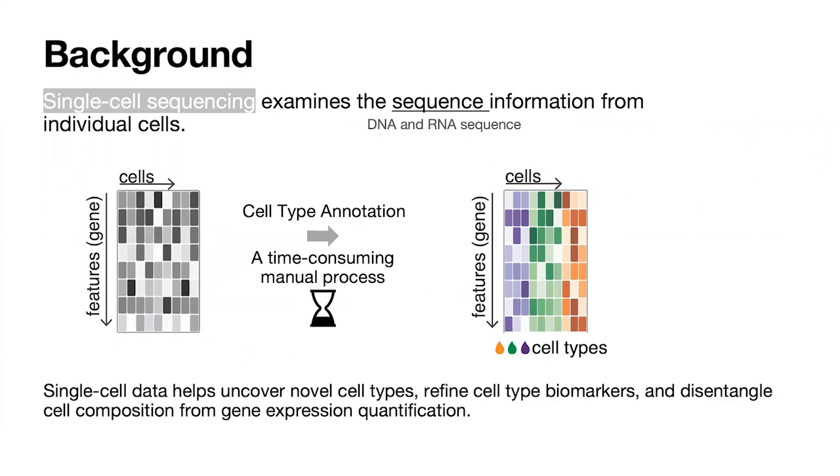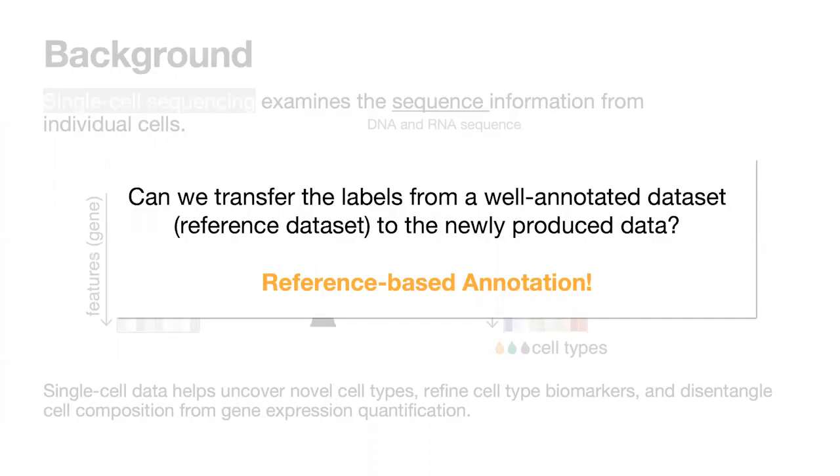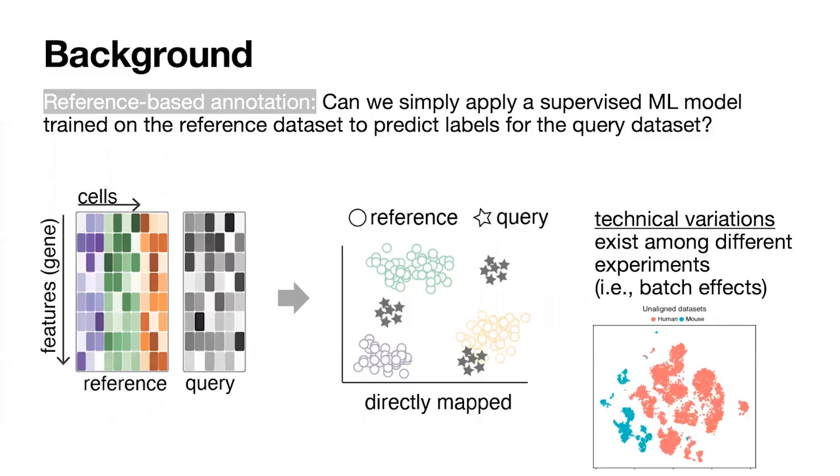Historically, cell type annotation has been a time-consuming manual process in which biologists have used prior knowledge of cell type marker genes. One way to reduce the time and knowledge required to perform cell type annotation is to use a reference-based approach. We might envision simply training a supervised machine learning model on the reference dataset and then using this model to predict labels for a query dataset.